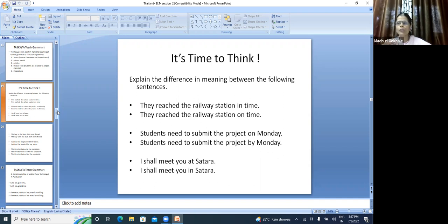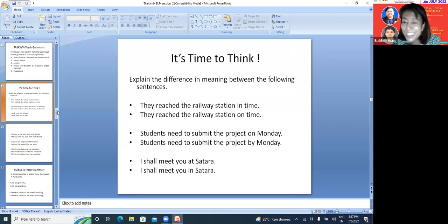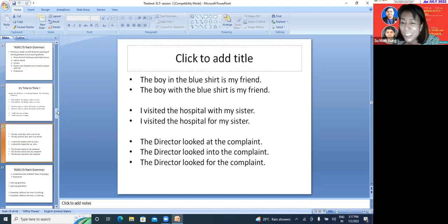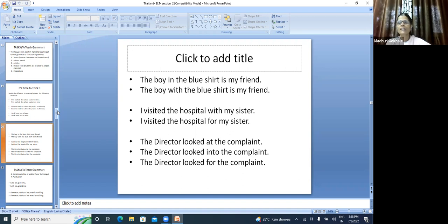Because in sentence number two, by Monday means till Monday. Anytime till Monday, you can submit it. So if I finish my project on Friday and if I want to submit it on Friday, I can, if my teacher has used sentence number two, but not sentence number one. If I finish on Friday and if my teacher has said, submit your project on Monday, I have to wait till Monday to submit my project. Clear, Suman? Yes, everyone, is it clear? Yes. Okay, the last one.